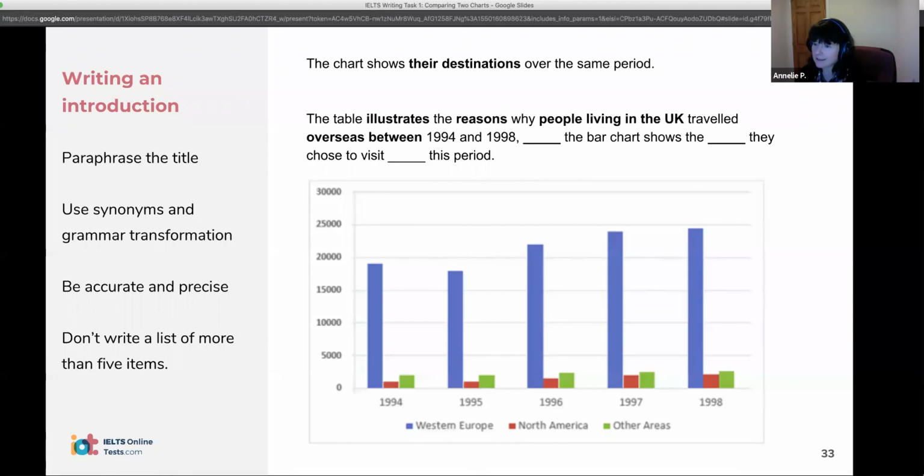We're continuing the sentence, so we need to use a conjunction. So whereas or while is really what we need to use. While is what we've gone for here. So the bar chart shows the, we don't want to use destinations. We've got places, countries, locations, or regions we've got here. Okay, that they chose to visit.